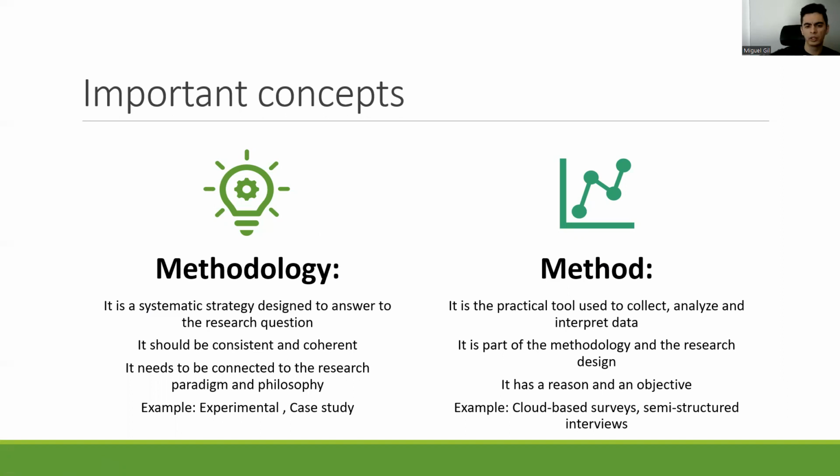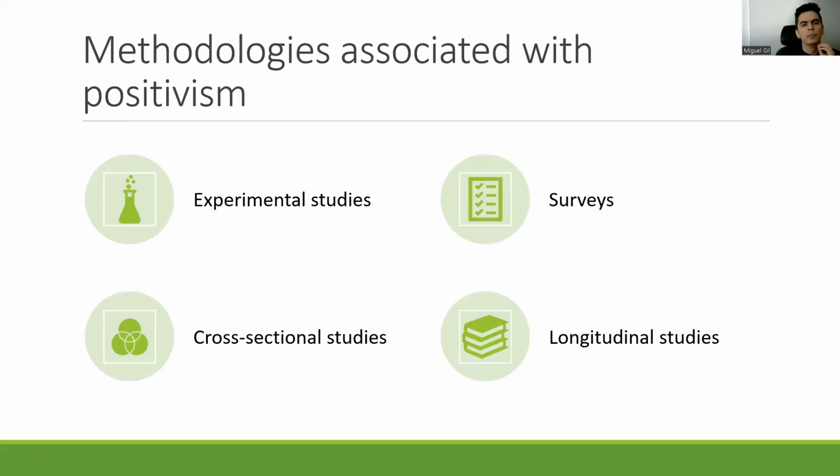So remember, methodology is the whole system, the whole strategy, and method is the actual tool that you use to collect, analyze or interpret data. So now back to methodologies, the strategies that are associated with positivism. We have at least these four methodologies. There are more, but these are the most popular.